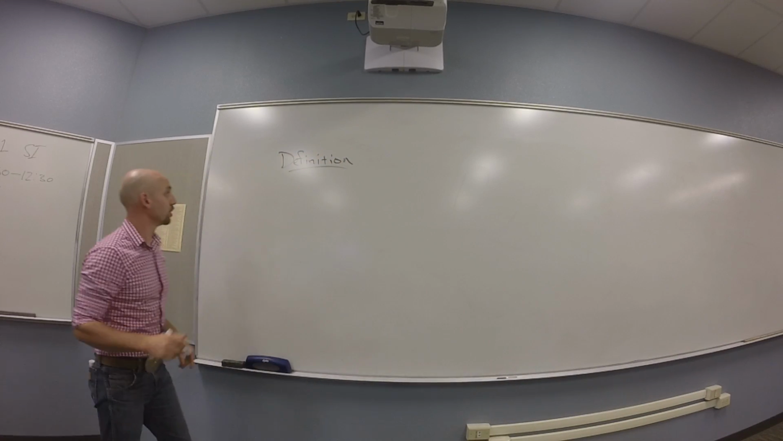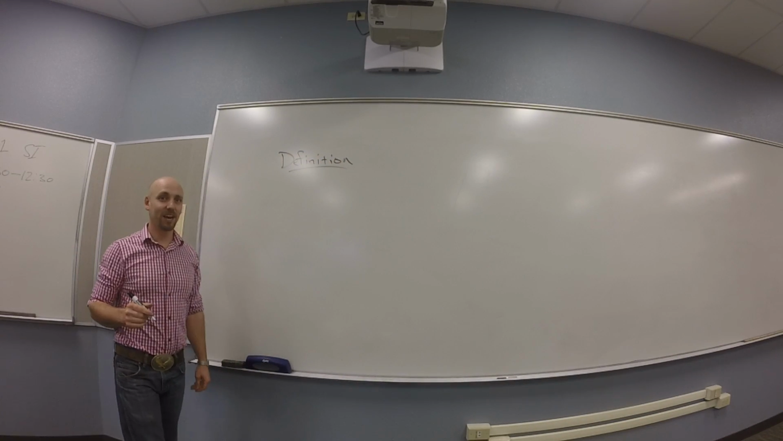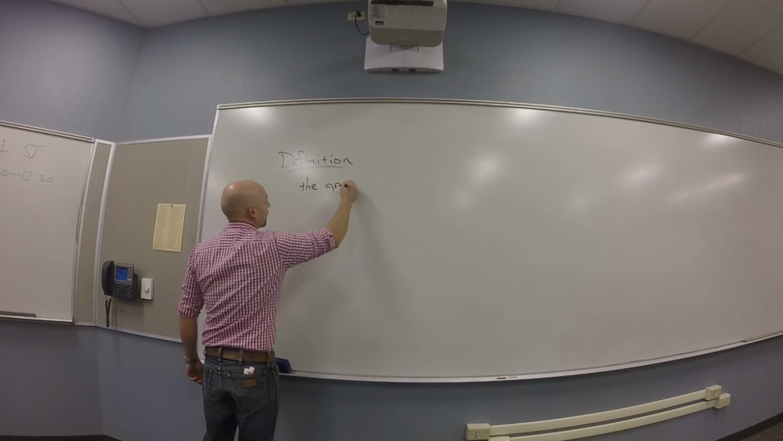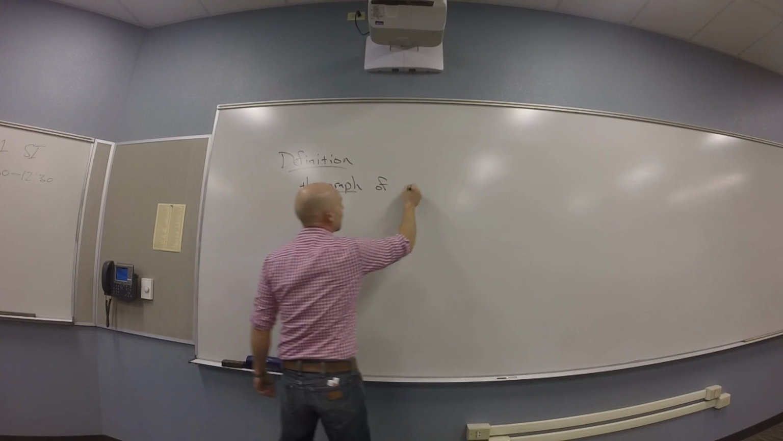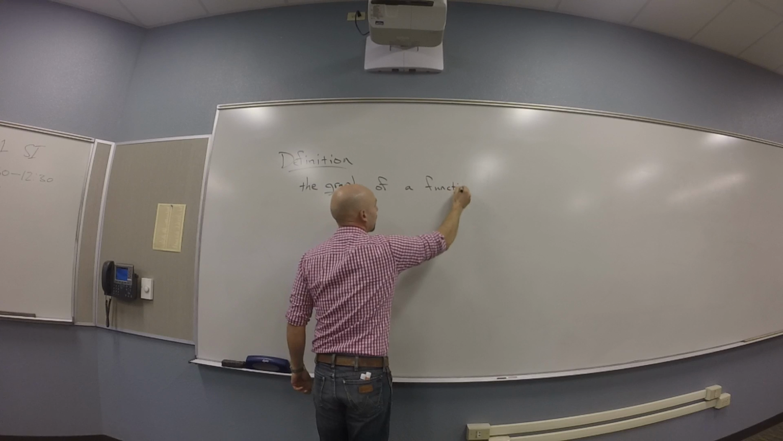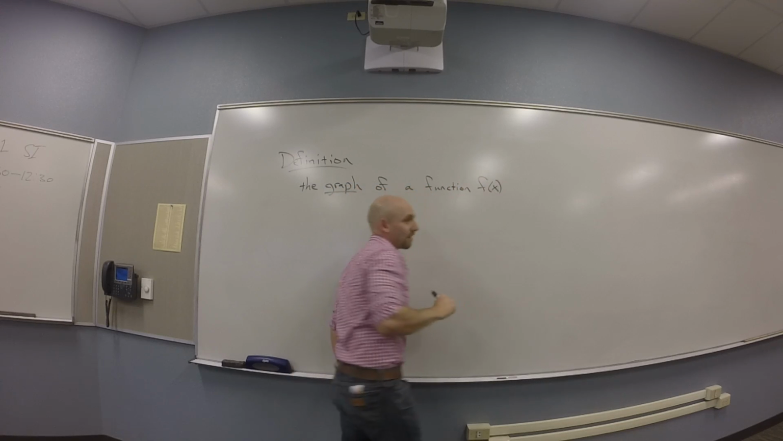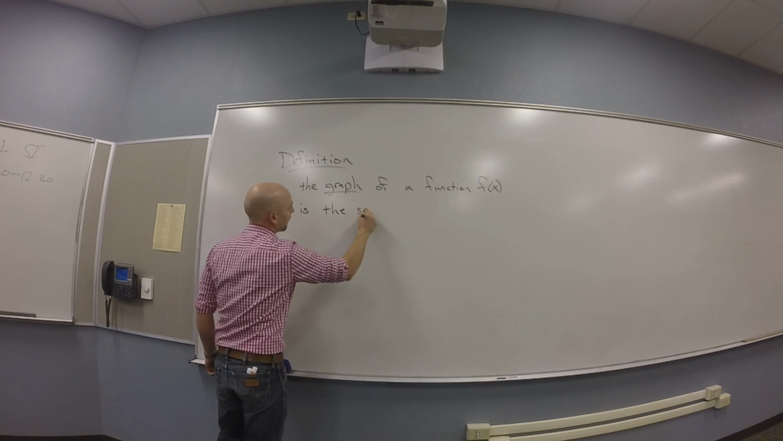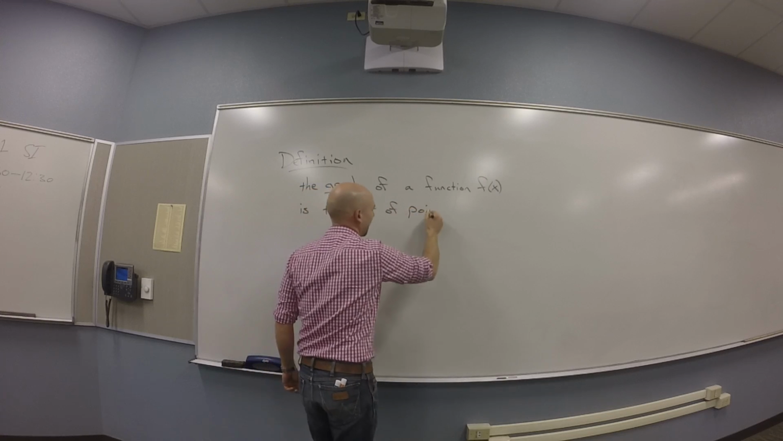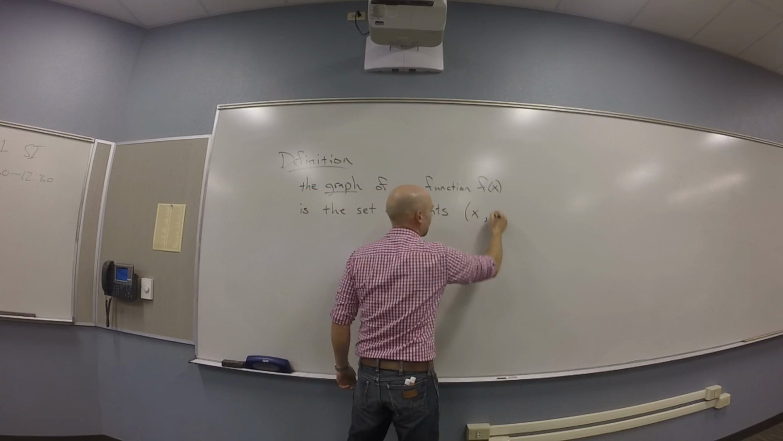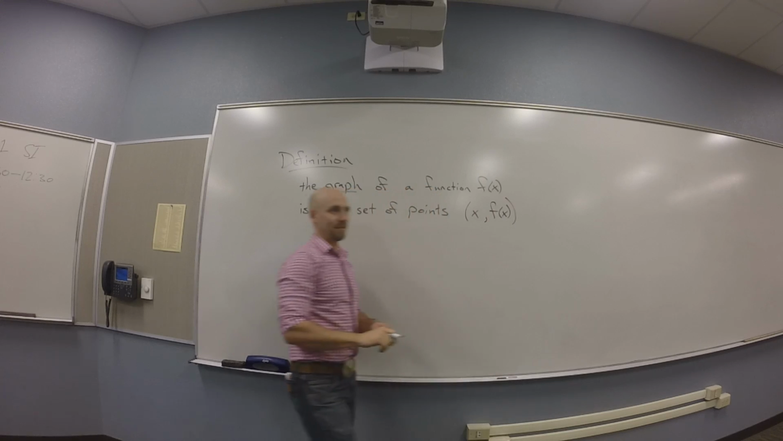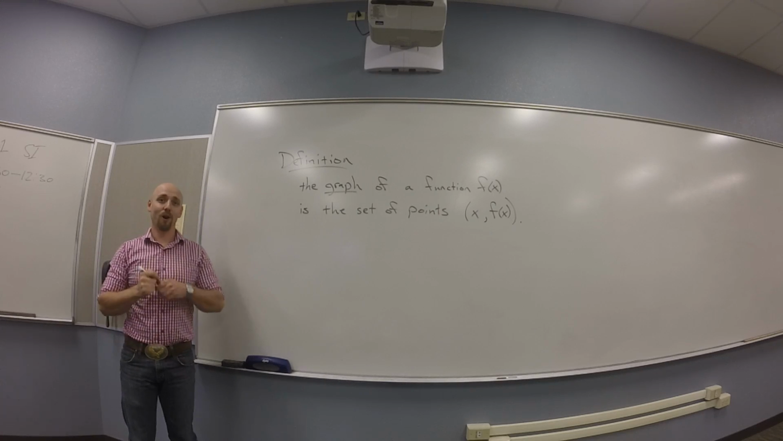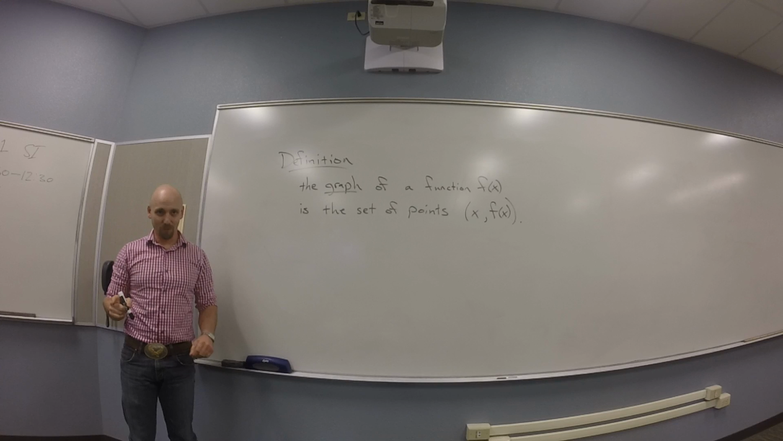Okay, we're going to talk a bunch about graphs of functions, so we should probably actually have a definition for that word. So, the graph of a function f of x is the set of points x comma f of x. Period. Okay? So when I ask you over and over again, what is a point on a graph?